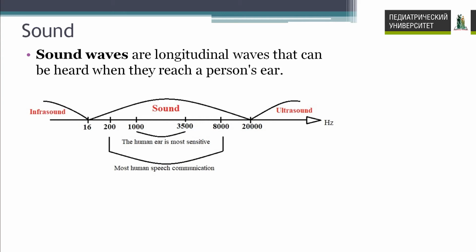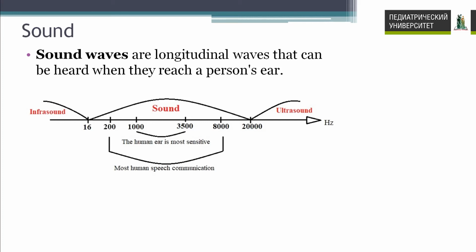We all have a familiar, well-known and beloved sound. Sound or sound waves are longitudinal waves that can be heard when they reach the human ear. Consider the drawing on this picture. We see several types of sound highlighted in red. Let's start with the sound which has the lowest frequency, up to 16 Hz. This is infrasound. Our ear is not able to hear infrasound.